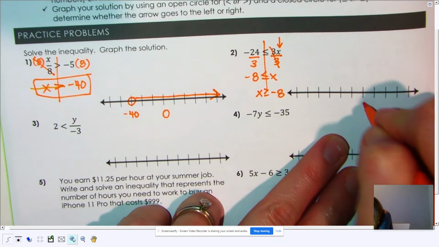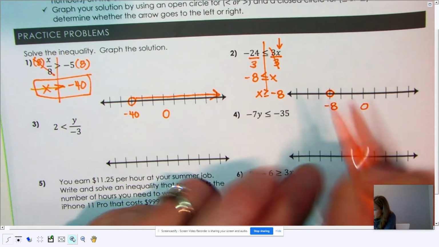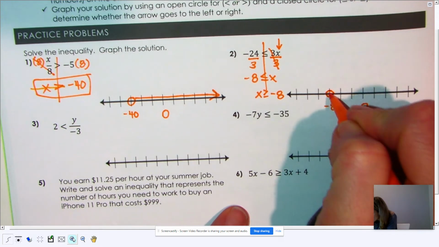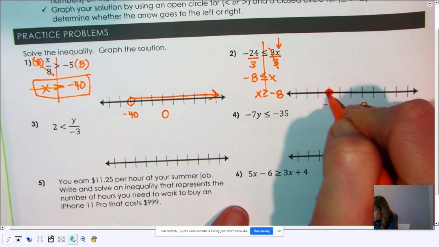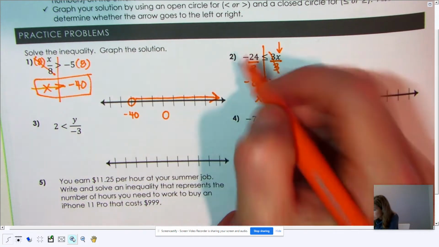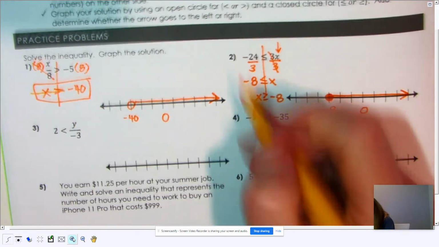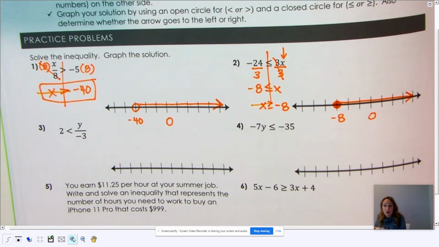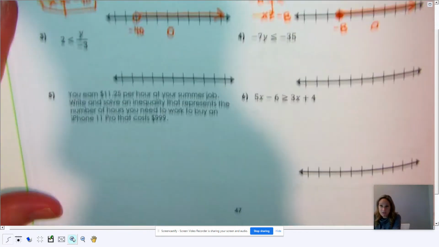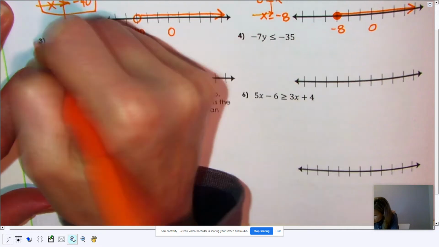Okay, so I'm going to put a 0 here. I'm going to put a -8 to the left of the 0. I'm going to put a circle, and then I'm going to check, is it equal to -8? Yes, it could be equal to that value. So we color it in because wherever there's ink, that represents a possible solution. And x is greater than, so we're going to go to the right again. And remember, you can also just use this secret shortcut: make an arrow out of the greater than, less than sign. It shows you which direction to go. Okay, question number 3. We are going to be multiplying by -3 on both sides.